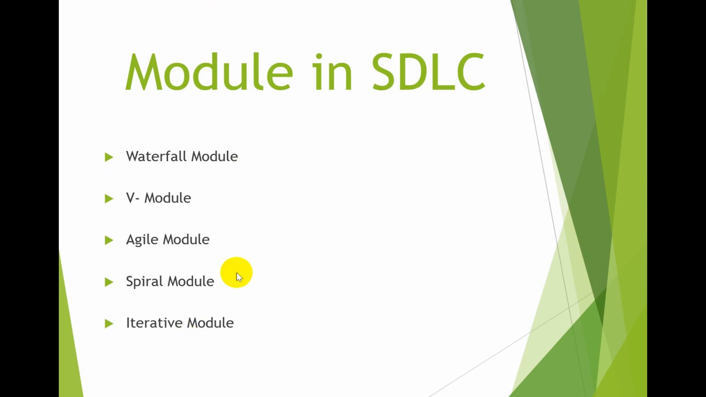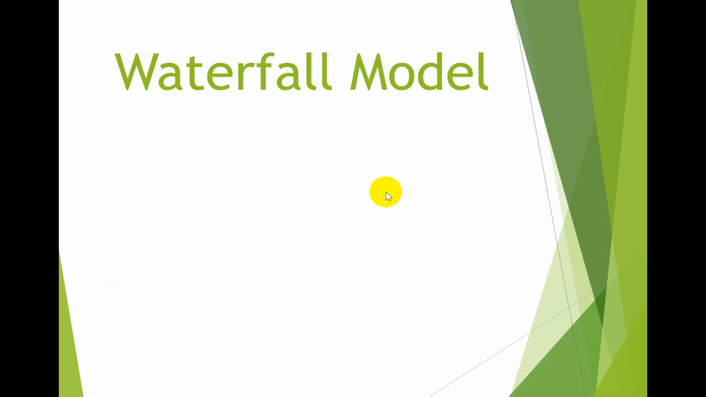Out of those five models, we can choose any one, either the waterfall model, the Agile model, or the V model. Any one model we can choose, and we can do the development from the beginning till the end. We can select only one model, and according to that model we can do the complete work of the software development lifecycle. So let's deep dive into each and every model. The first one is the waterfall model.